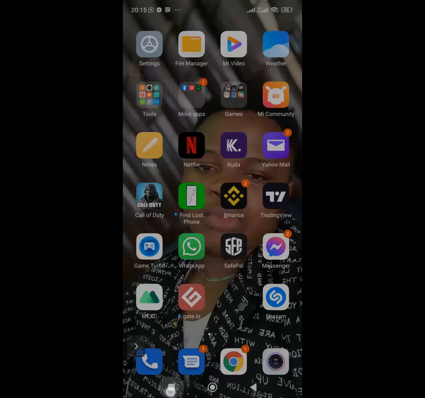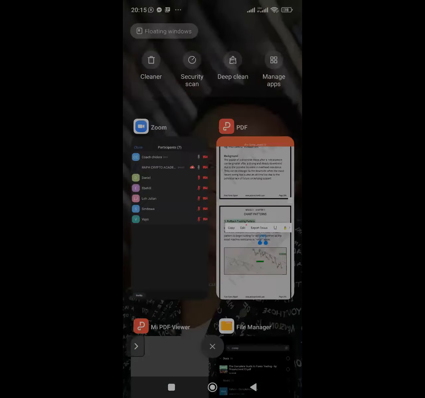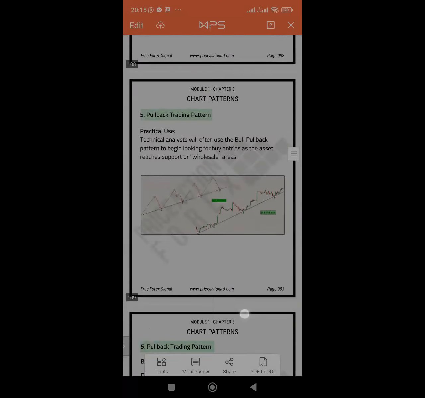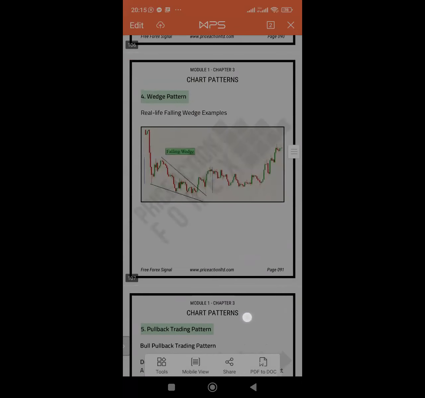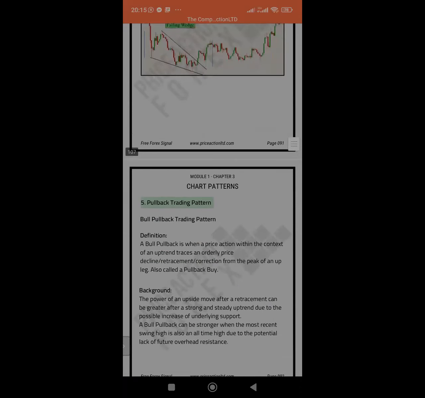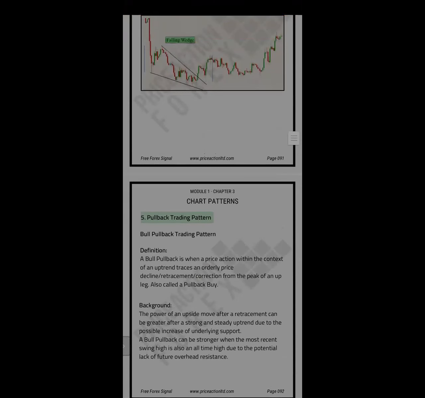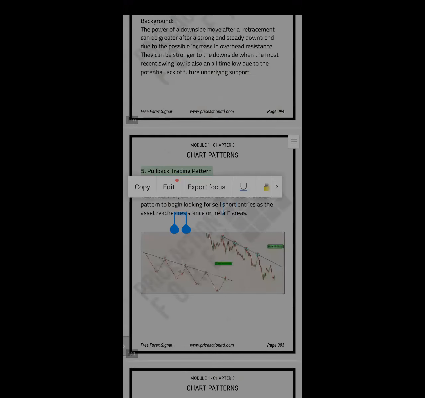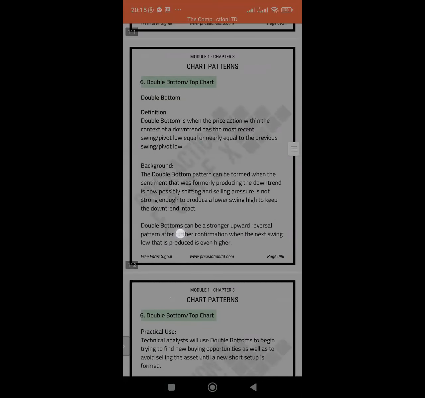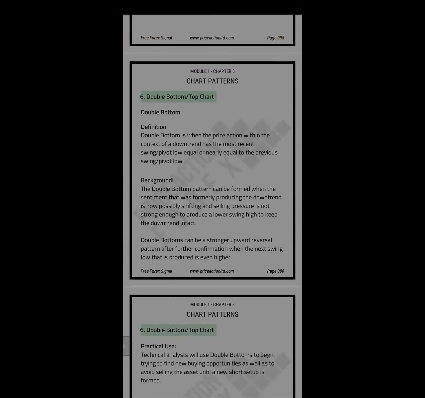All right. As of yesterday, we were able to talk about the pullback pattern and the wedge pattern. We're going to talk about the double top and double bottom pattern today. Let's start with the double bottom.